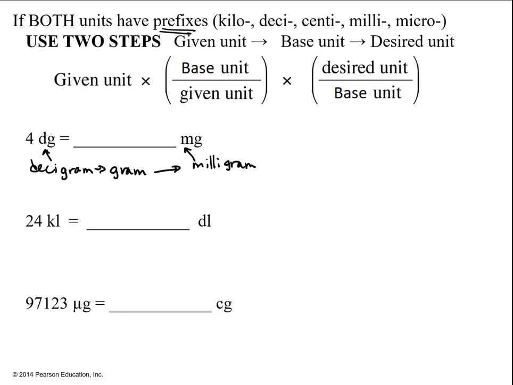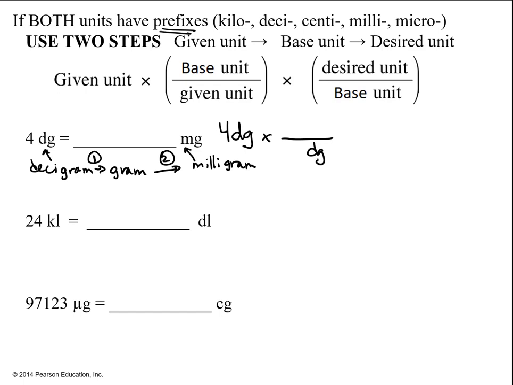So in this one, this is like one step, and this is the second step. I always start off with what I'm given. So I have 4 dg, and then times a line. What goes on the bottom in the first step? dg. The unit you start with always goes on the bottom in the first step. So 4 dg, the decigrams, goes on the bottom in the first step.